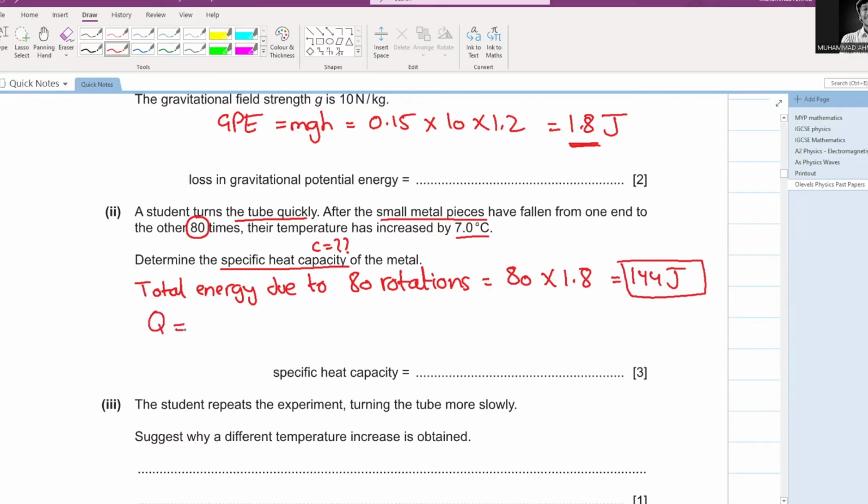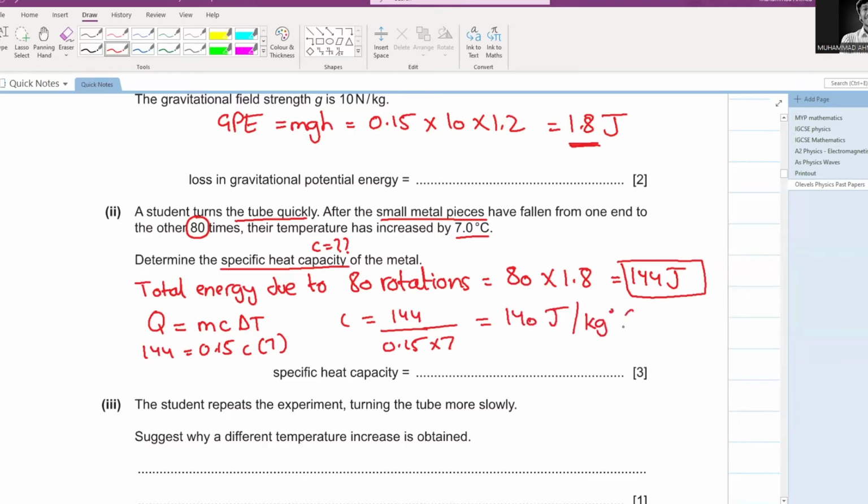Which formula will you apply further? Q is equal to mc delta T. What is the energy? 144. What is the mass? 0.15. You have to calculate the specific heat capacity. What is the change in temperature? 7. What does c come out to be? 144 divided by 0.15 into 7. What does the specific heat capacity come out to be? The specific heat capacity is equal to 140 joules per kg degree centigrade. Simple.